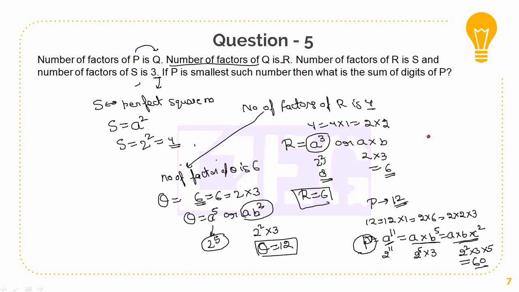And what is the sum of digits? That will be 6 plus 0, which is equal to 6. So the smallest such number will be equal to 6. So this fifth question is really important. It contains 4 questions itself.